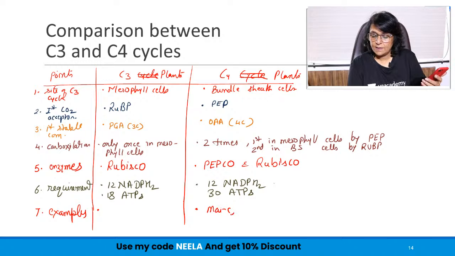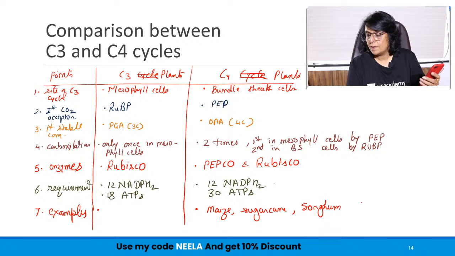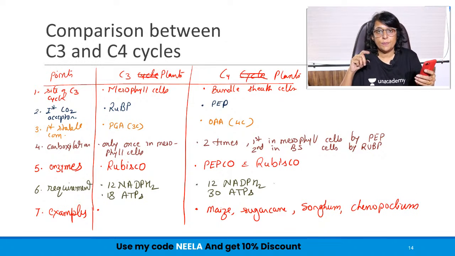Maize, sugarcane, sorghum, chenopodium. These were some examples of C4 plants which I gave you.